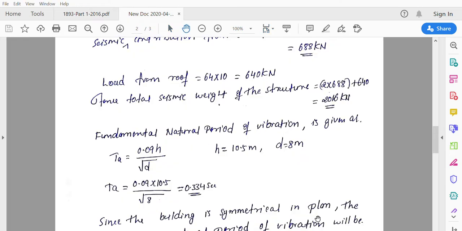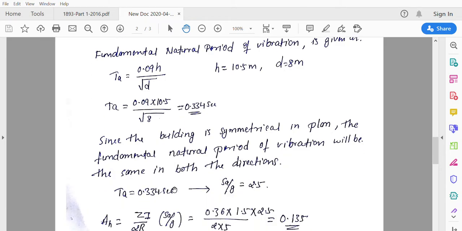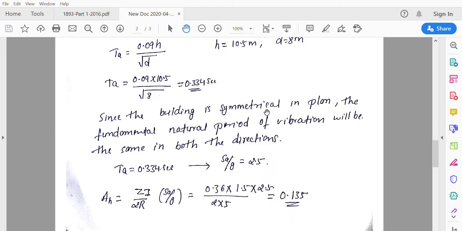In our problem, the total H is 10.5 meters, that is 3.5 plus 3.5 plus 3.5. The base dimension is 8 meters. Hence Ta is equal to 0.09 into 10.5 divided by root 8. So it is 0.334 seconds. Since the building is symmetrical in plan, the fundamental natural period of vibration will be the same in both directions.